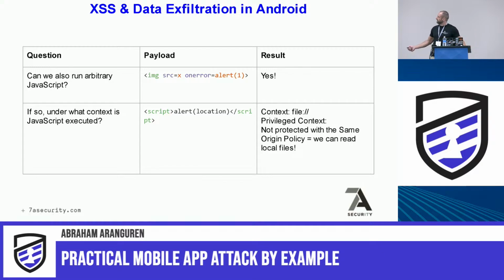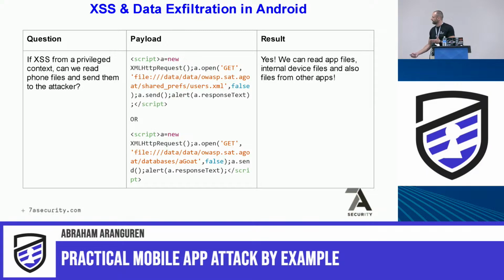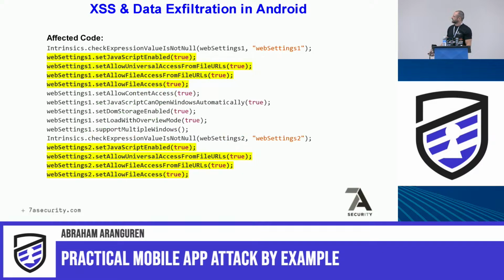And then basically this is the methodology, right? So can we execute JavaScript? What is the security context, right? So you normally demonstrate an XSS in the same way as you would in a web application, with an alert normally, then with the location, what is the security context? And then you can start sending XML HTTP requests to read local files and then send them to an attacker, right?